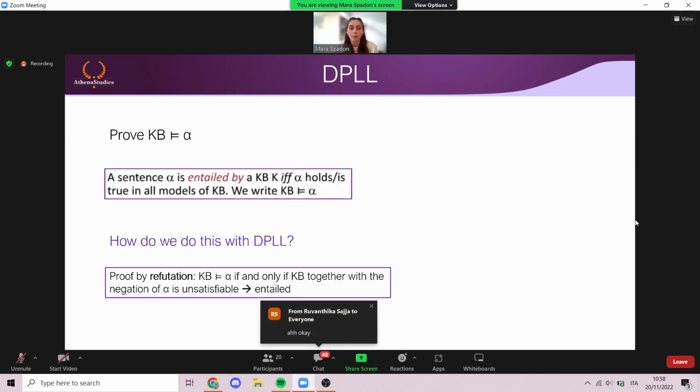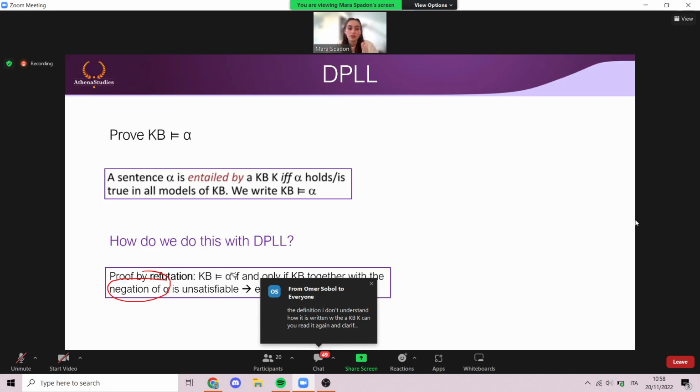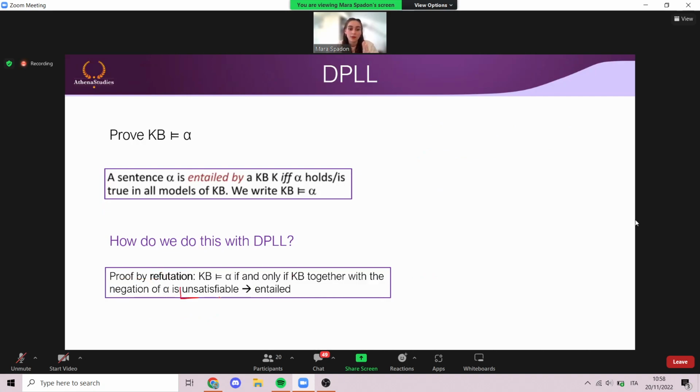Okay, then how do we prove this with DPLL? We can do this by proof by refutation. So you take the negation of alpha and you solve it in the exact same way we just did. When you see that it is unsatisfiable, remember, then you can say it is entailed.